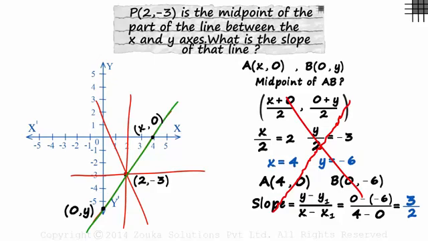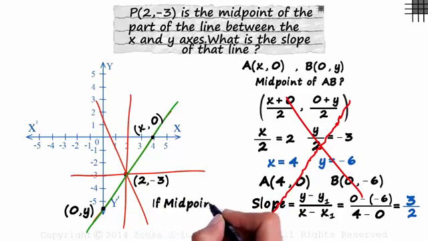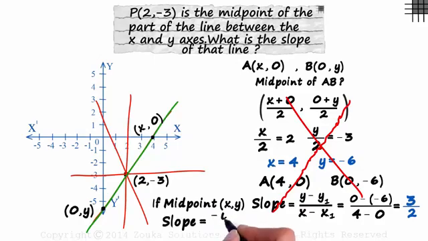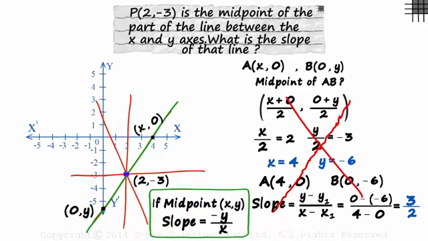That's all. If the midpoint of the segment is (x, y), then the slope of that line will be minus y over x. Here, the midpoint was (2, minus 3) and the slope is minus of minus 3 over 2. Remember this well. If the midpoint is (x, y), then the slope is minus y over x.